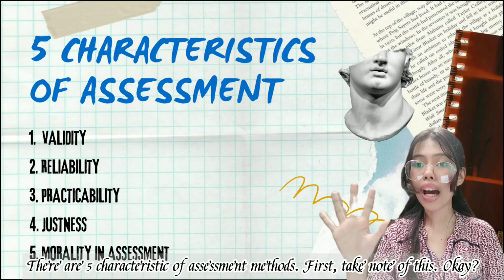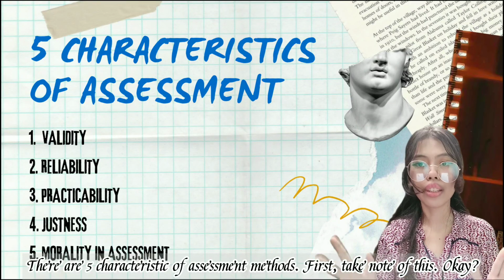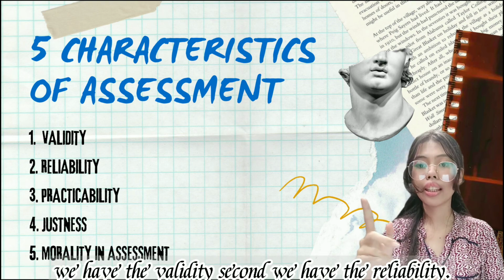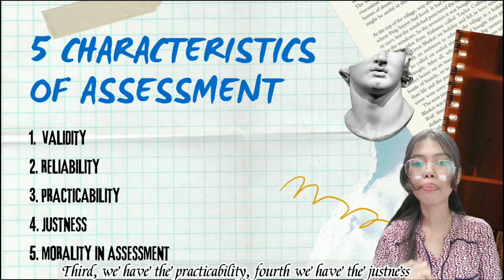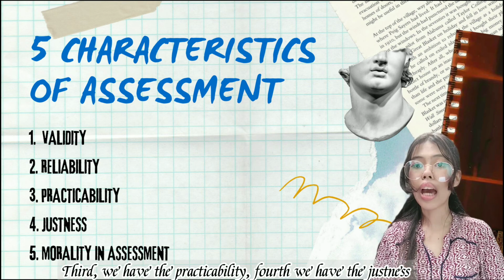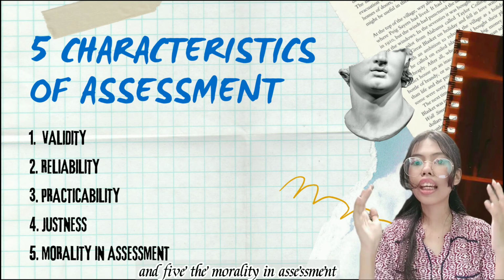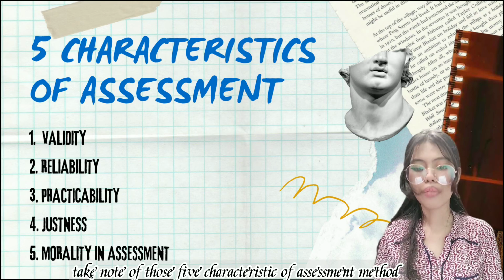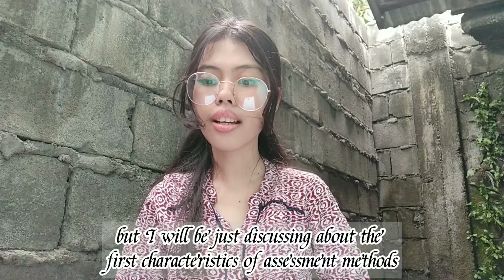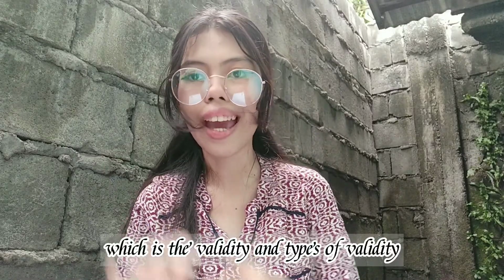So, there are 5 characteristics of assessment methods. First, take note of this, okay? We have validity. Second, reliability. Third, practicability. Fourth, justness. And fifth, morality in assessment. Take note of those 5 characteristics of assessment methods. But I will just be discussing the first characteristic, which is validity, and the types of validity.